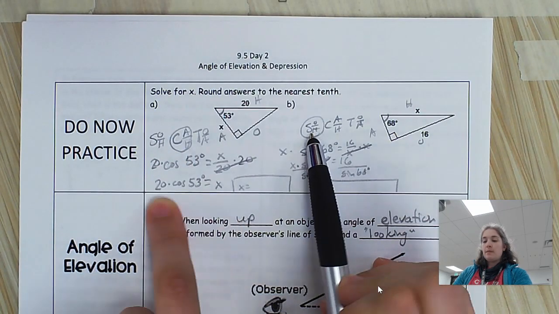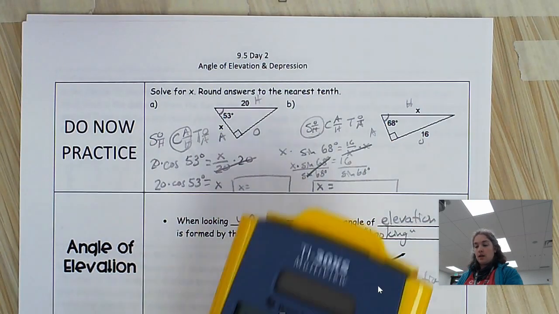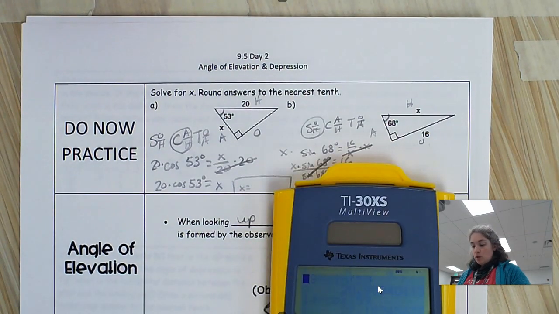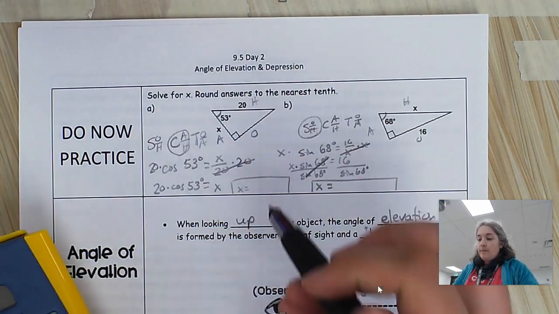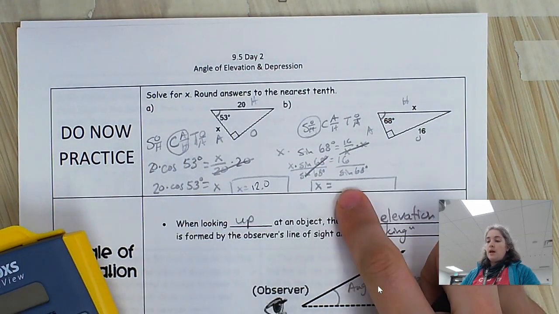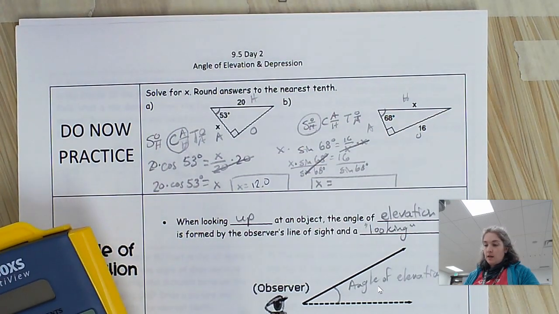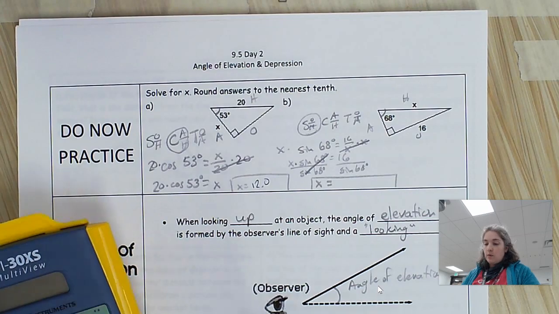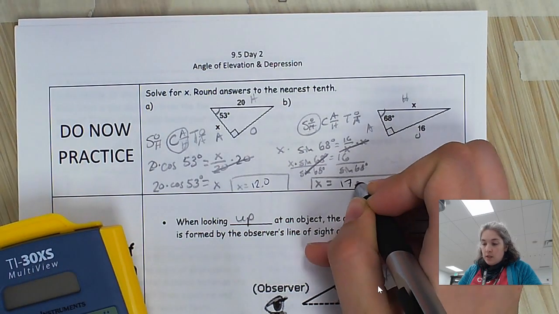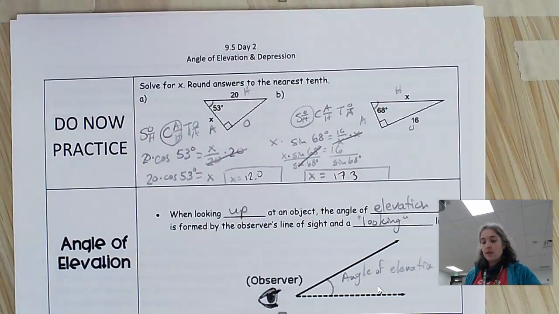All right, when you set them up, you get 20 times cosine of 53, and cosine 53 degrees gives 12.03. So 12.0 in this case. And then for this one, we get 16 divided by sine of 68, which is 17.3. It says to round to the nearest tenth, so it's just one decimal place.